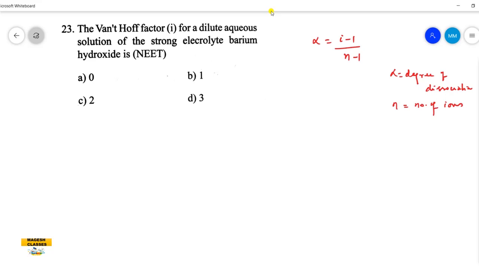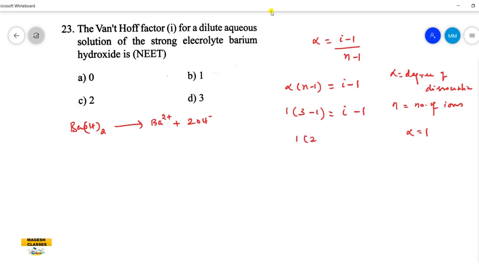By substituting, what do you get? Alpha into n minus 1 is equal to i minus 1. Alpha for the strong electrolyte is equal to 1. So 1 into, what is the n value? It is barium hydroxide. Barium hydroxide dissociates to give Ba2+ and 2 OH- ions. So totally 3 ions are present. Minus 1 is equal to i minus 1. So it will be 1 into 2 is equal to i minus 1. So i is equal to 2 plus 1, which is equal to 3. The answer is D.